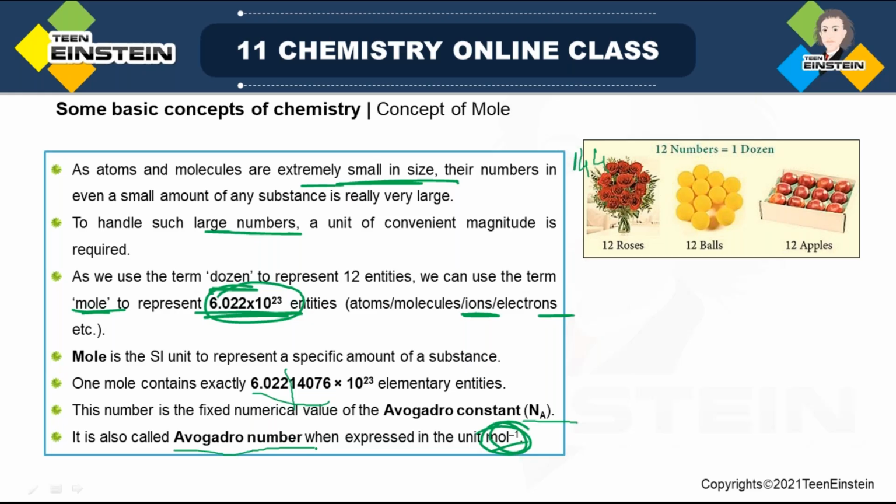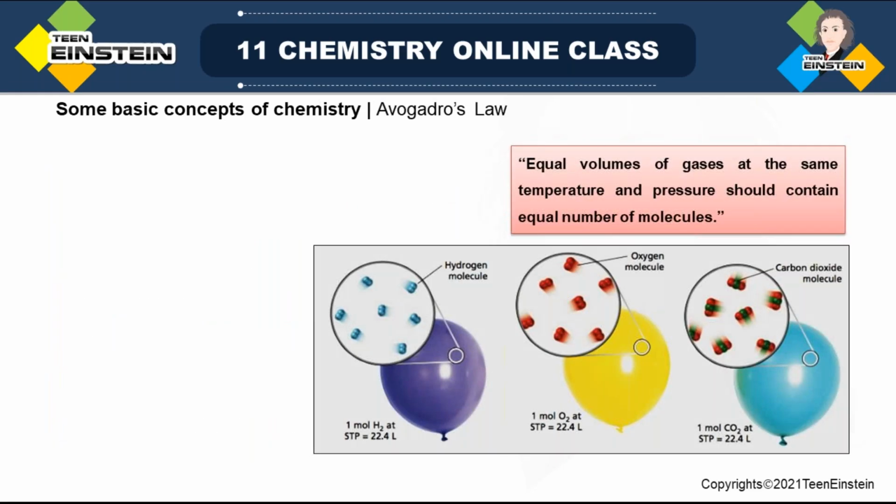Now we will apply this concept to the next law, Avogadro law. It says that equal volumes of gases at the same temperature and pressure should contain an equal number of molecules. Suppose we have taken this particular portion in this balloon. In each case the volume is fixed. You can see when it is hydrogen, how many hydrogen molecules are there? 1, 2, 3, 4, 5, 6, 7. In the second case also 1, 2, 3, 4, 5, 6, 7.